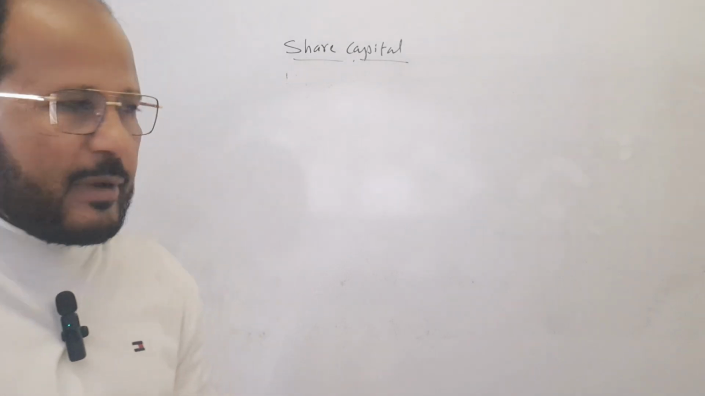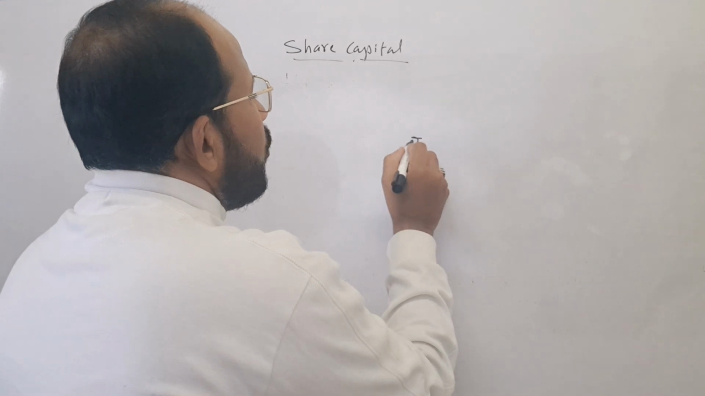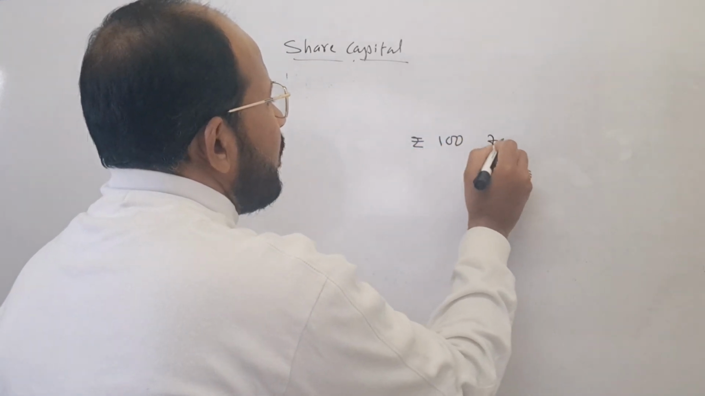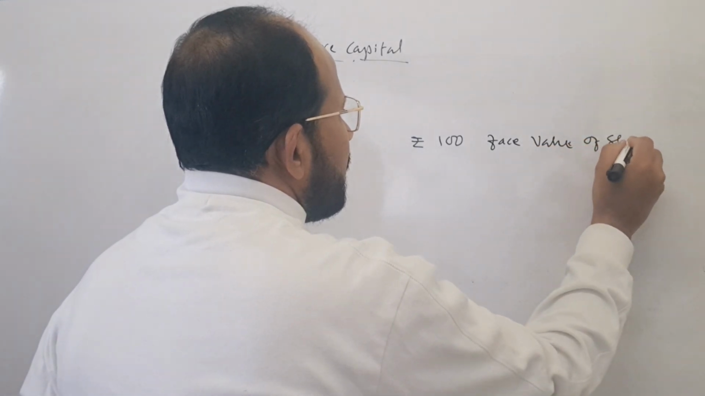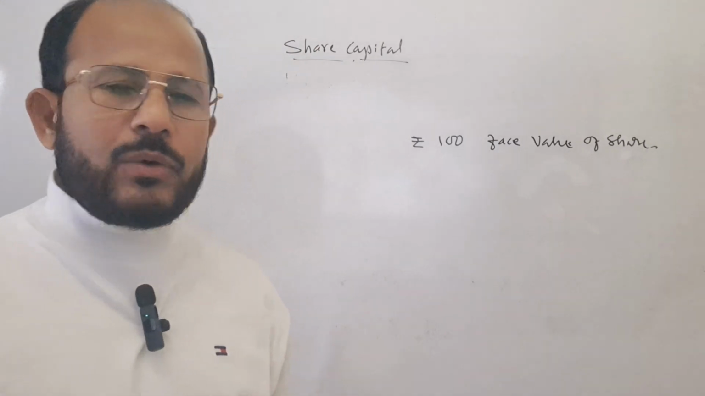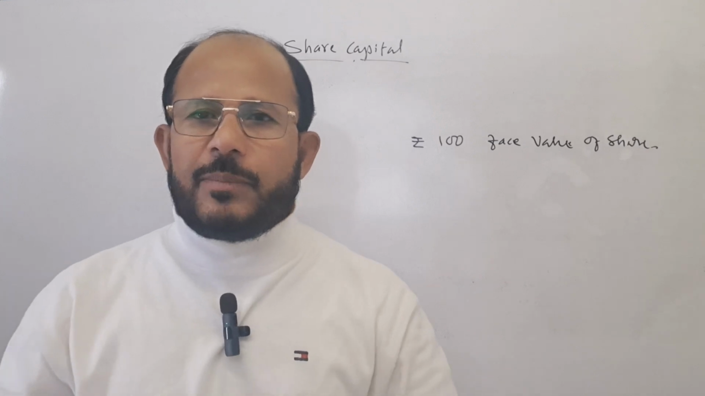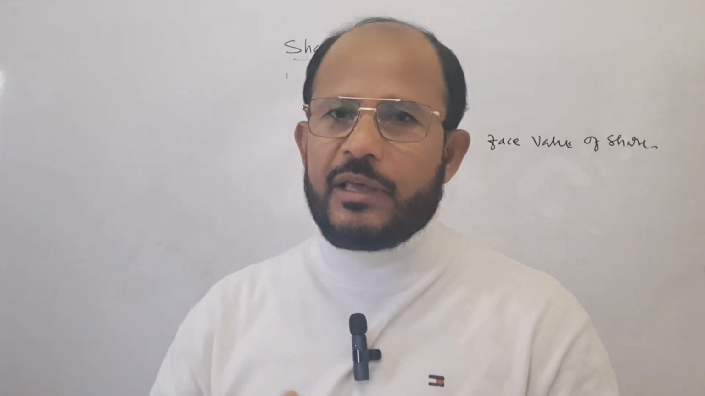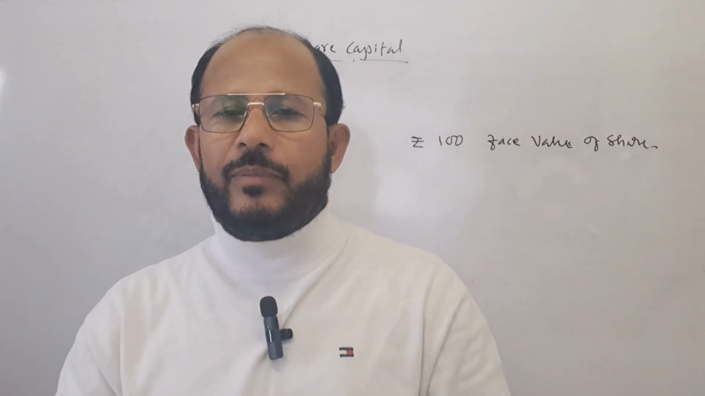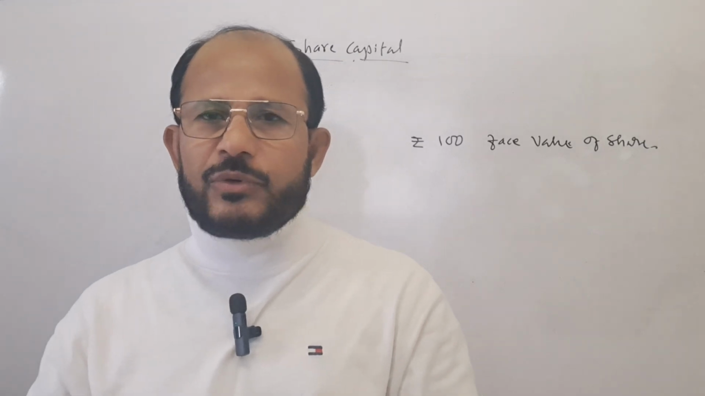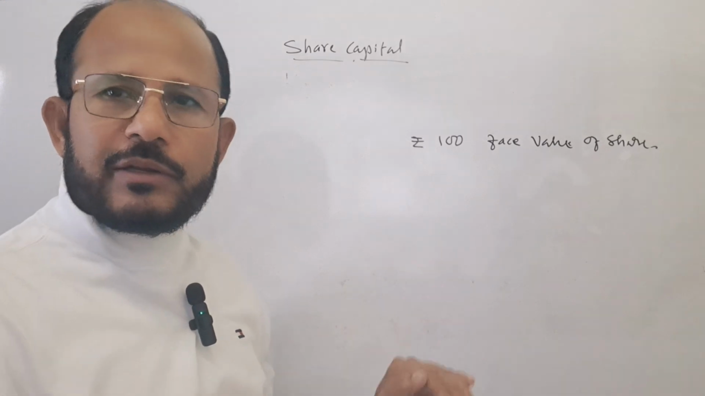And one important aspect you need to understand here, rupees 100 is the face value of share. But company is not going to collect the entire amount in one lump sum. What is the meaning of this? Suppose Mr. X wants to purchase one share, but he need not pay the full amount of rupees 100 in one lump sum to the company. Why? Because as per the Companies Act of 2013, this amount is required to be collected in different installments.